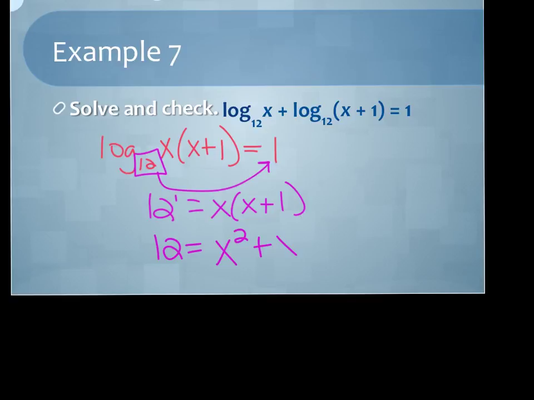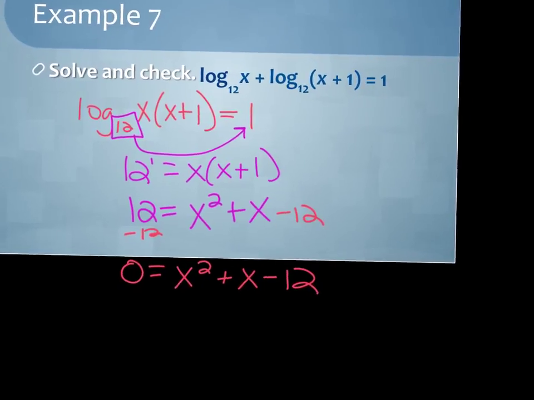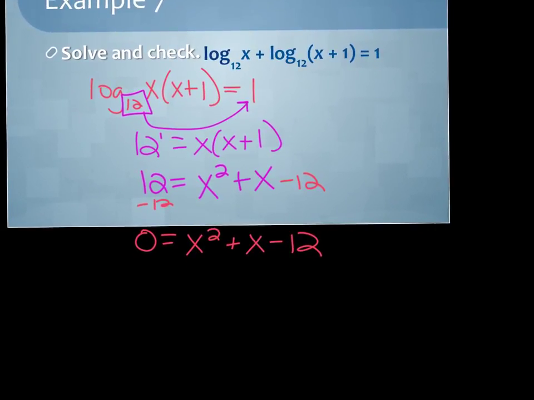And then as soon as you see an x and an x squared, hopefully a red flag goes off that this means you're going to have to factor. So you want to get everything to one side, and I usually want to keep the x squared positive, so I'm going to move the 12 over to the other side. And I get 0 equals x squared plus x minus 12. And then I factor this.